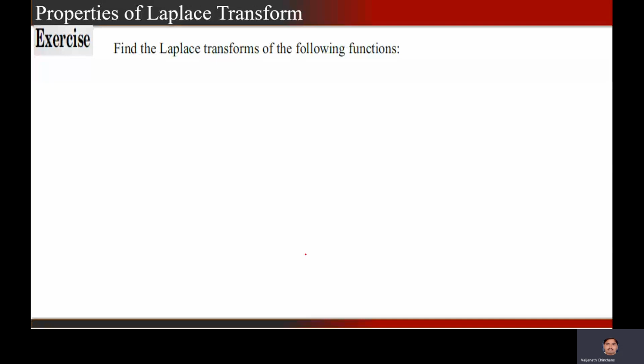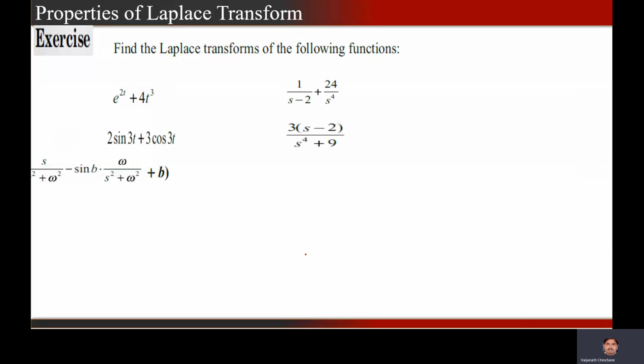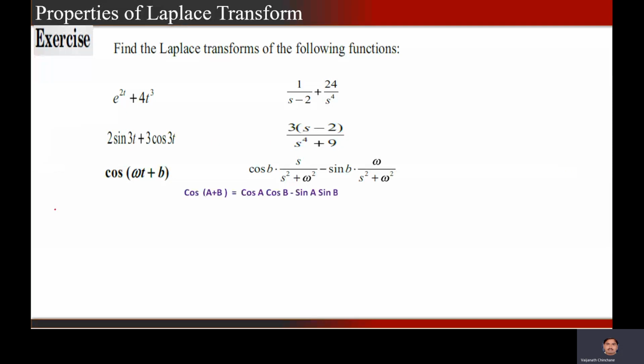And find the first Laplace transform of the following. First one is e raised to 2t plus 4 e raised to 4t cube. Answer is this. Second one, answer is this. Third one, answer is this. And to find the Laplace of this, use this formula.